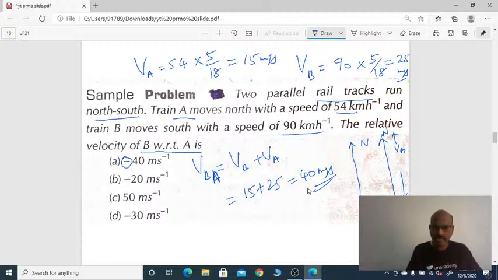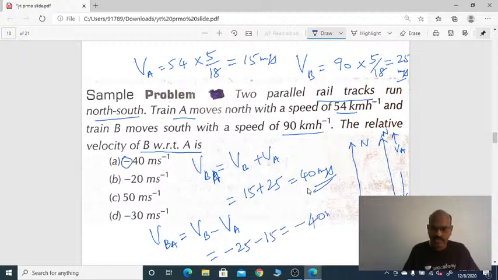Or you can say the relative velocity of B with respect to A is VB minus VA. A is in the north direction and B is moving towards south, so VB will be minus 25, minus VA which is 15, so altogether minus 40 meters per second. So the first option is the correct one.